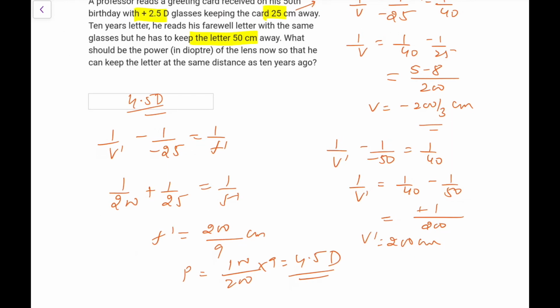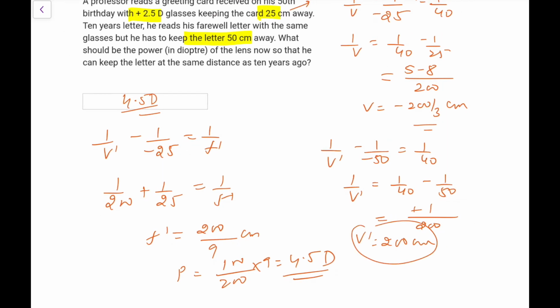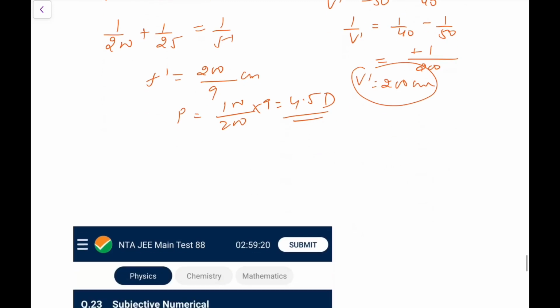Though they have made a question, I still doubt this positive 200 is not making sense to me, though the answer is coming.